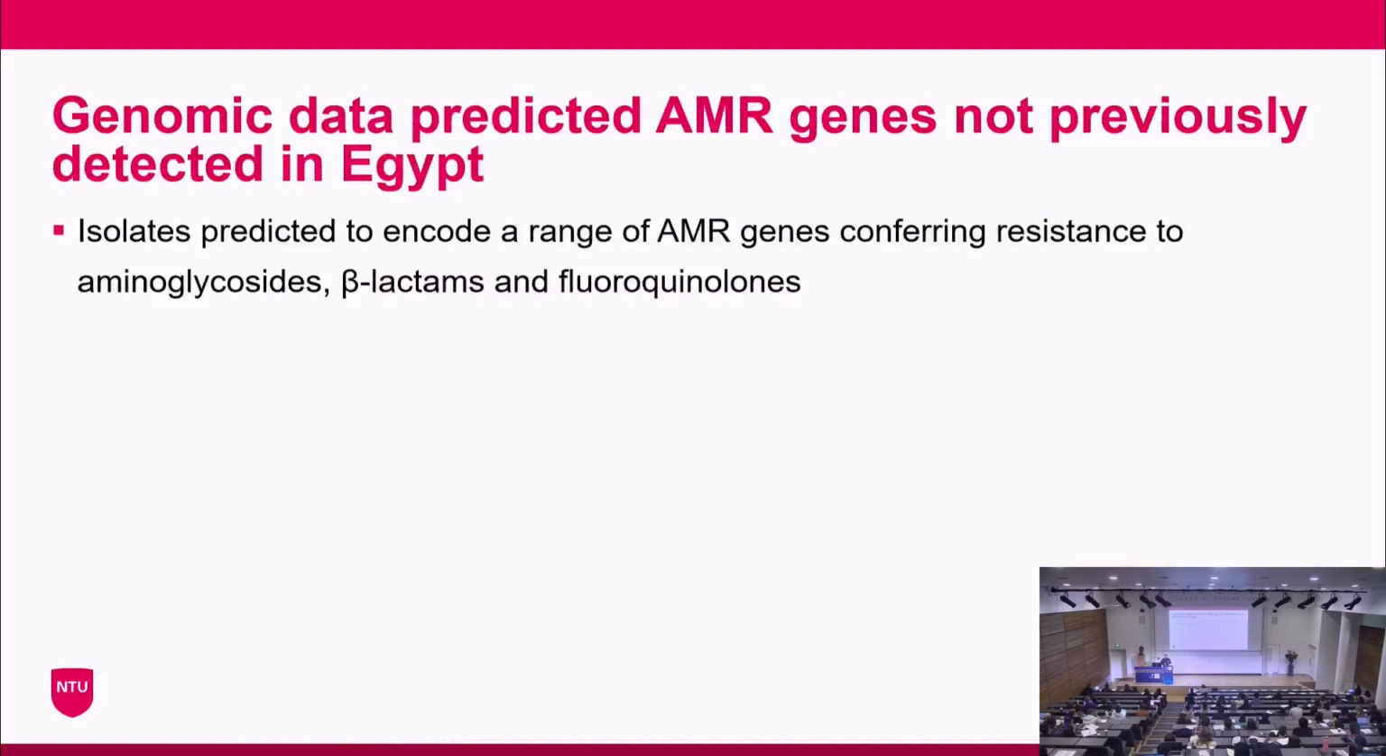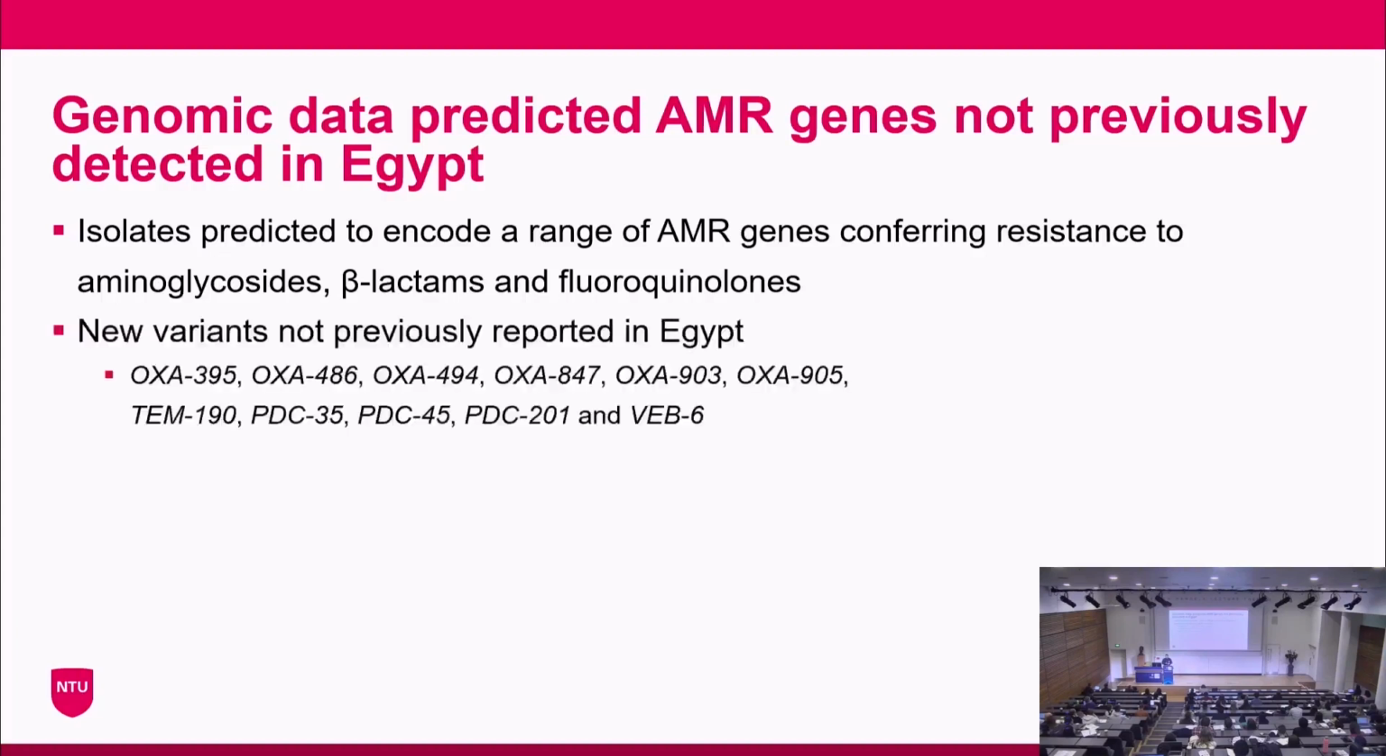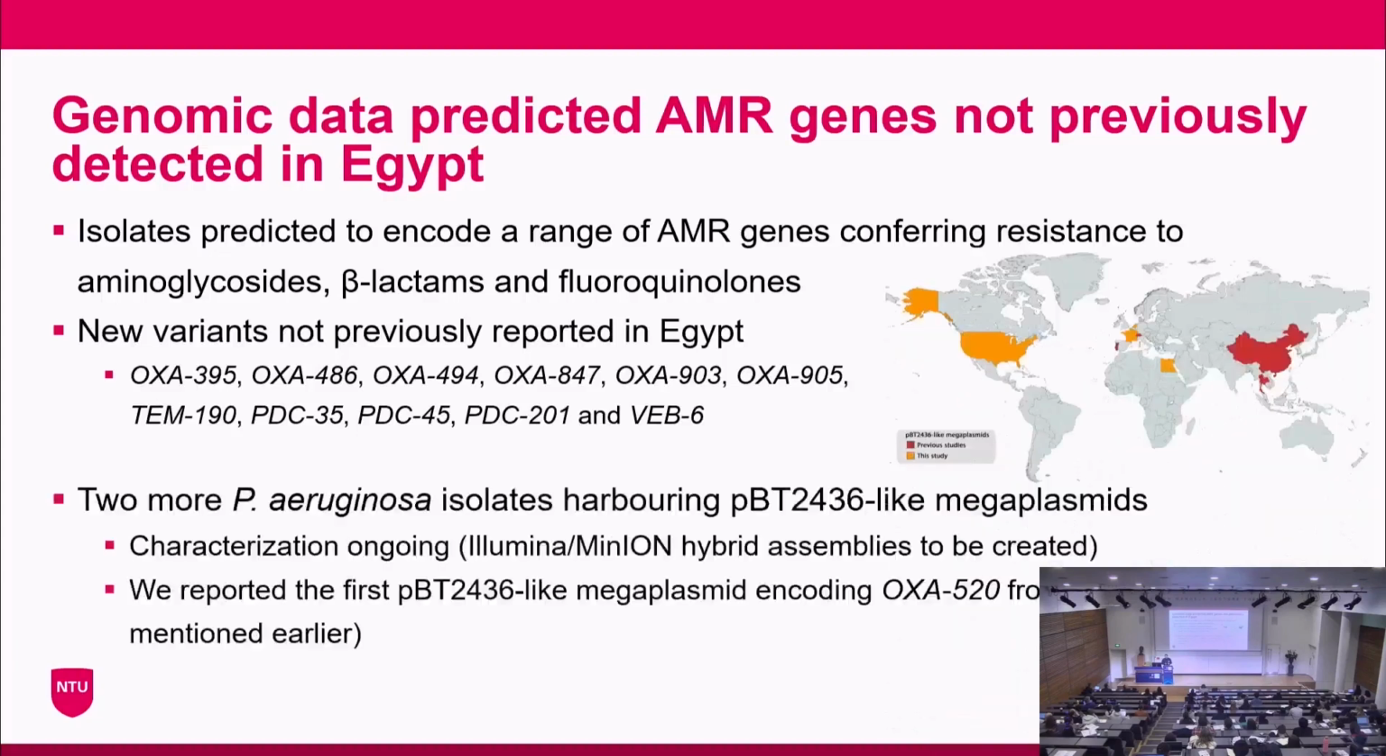In relation to genotypes, the isolates have an arsenal of different resistance determinants, and we have new determinants that are considered a first report for Egypt. In the paper mentioned earlier, we detected a megaplasmid, and this collection also has two more Pseudomonas aeruginosa isolates that have two other megaplasmids, but they are completely different sequence types.